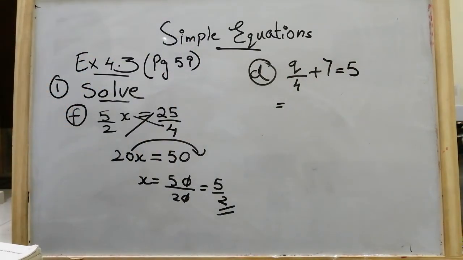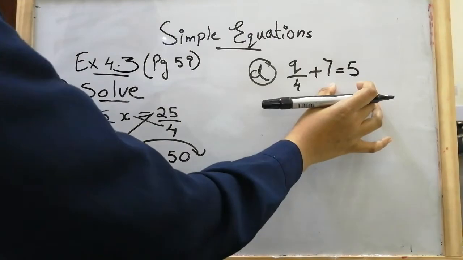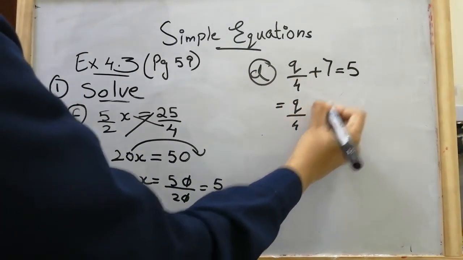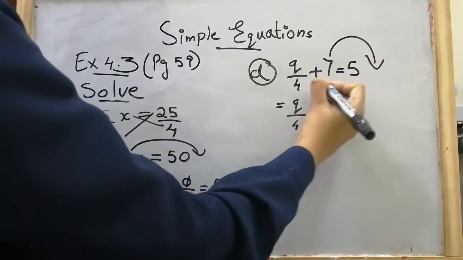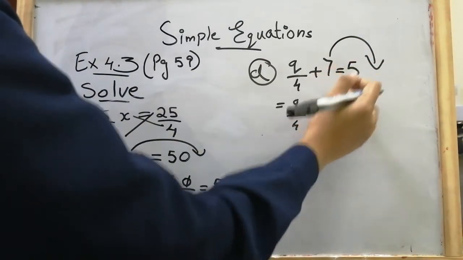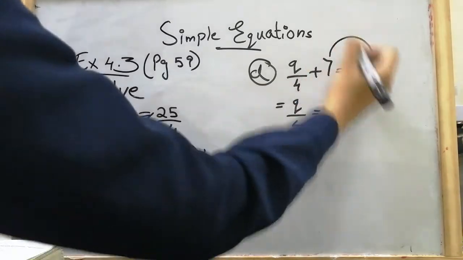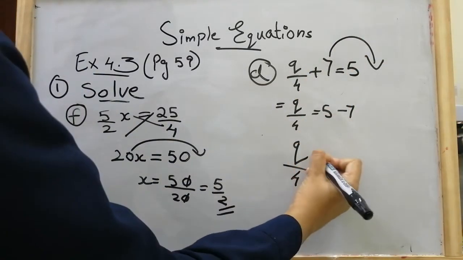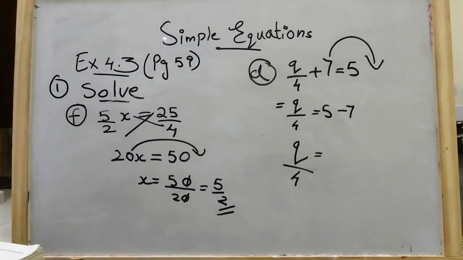Now here again we have to take the numbers together. This is a variable, so I'm not going to touch that first. So q by 4 plus 7 is equal to 5. When 7 is taken to the right side it becomes minus, because it is plus over here. First write 5 as it is and minus 7. Now q by 4 is equal to 5 minus 7. How much is that?